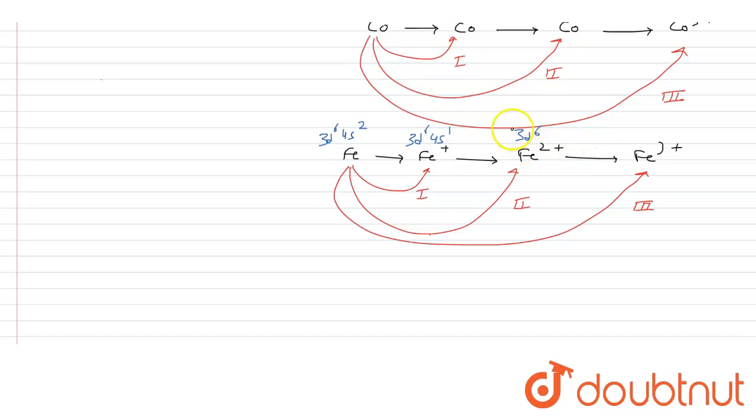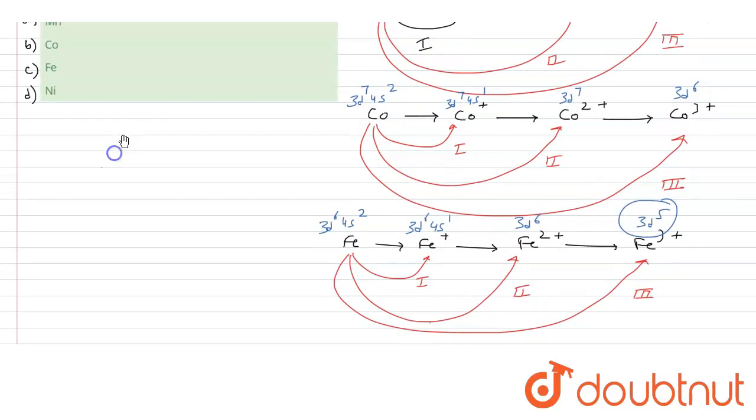Now from here, this is 3d6. If I lose one more electron, I get the stable configuration, that is 3d5. That means we have to supply a minimum amount of energy because we are gaining a stable electronic configuration, 3d5. So this seems to be our answer, because we are gaining a stable electronic configuration.